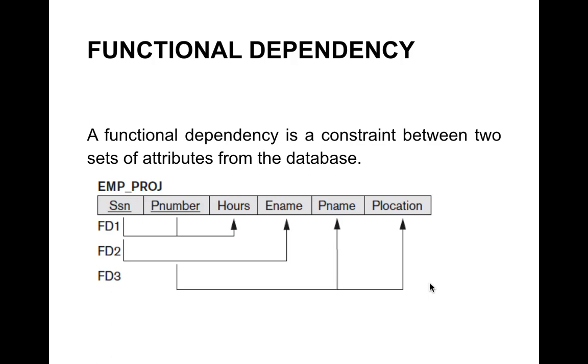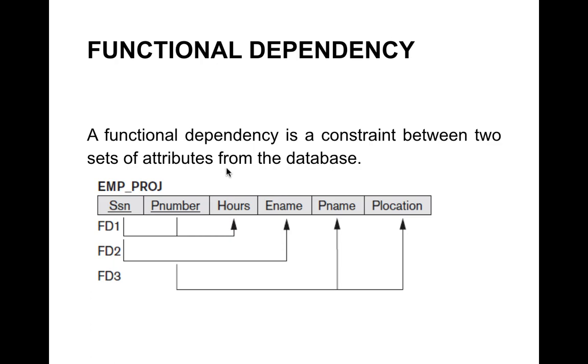So the second topic in fourth module is functional dependency. Let's try to understand the term functional dependency. Consider this schema. You will be seeing something like FD1, FD2 and FD3. FD stands for functional dependency. So a functional dependency is a constraint between two sets of attributes from the database.